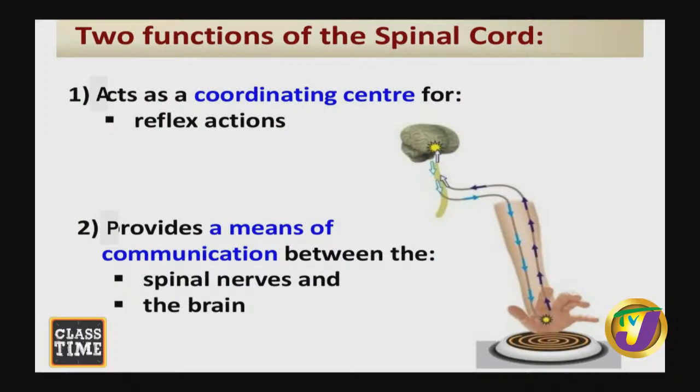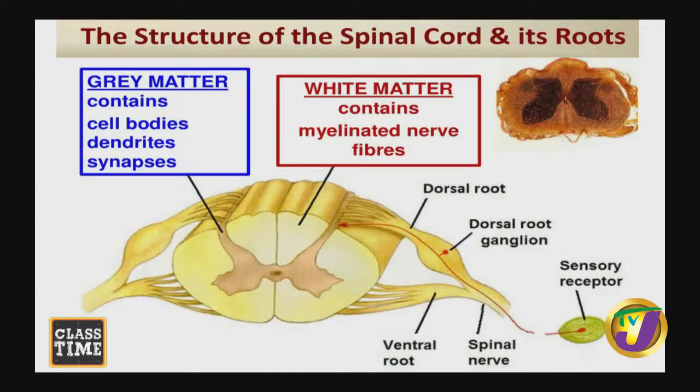This will show you an amplified view of the spinal cord, again showing the gray matter, where the cell bodies of the neurons are located, and the white matter, which contains the axons. And so that gives it a different shade.